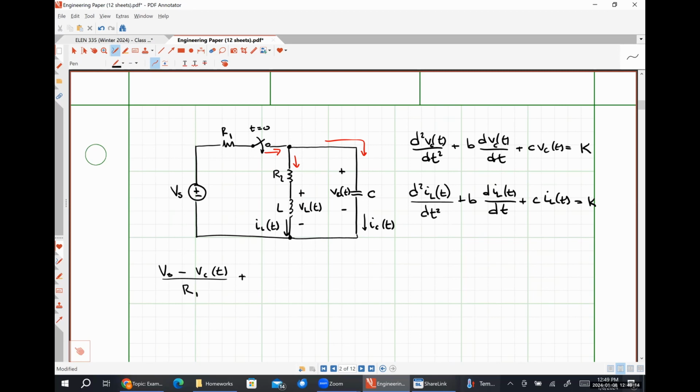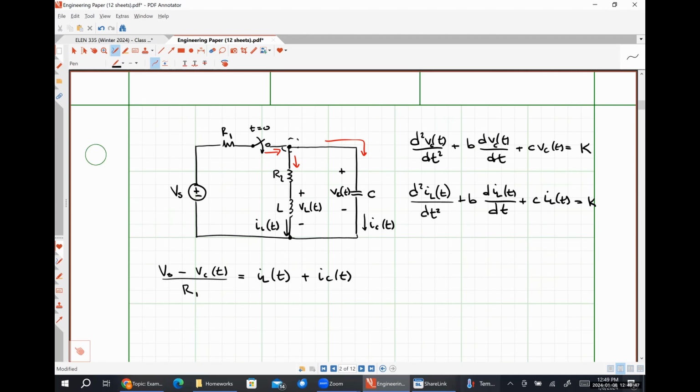Plus is equal to IL plus IC. Okay. So that's me applying Kirchhoff's current law at this node right here. And at present, this equation contains my capacitor voltage, my inductor current, and my capacitor current.